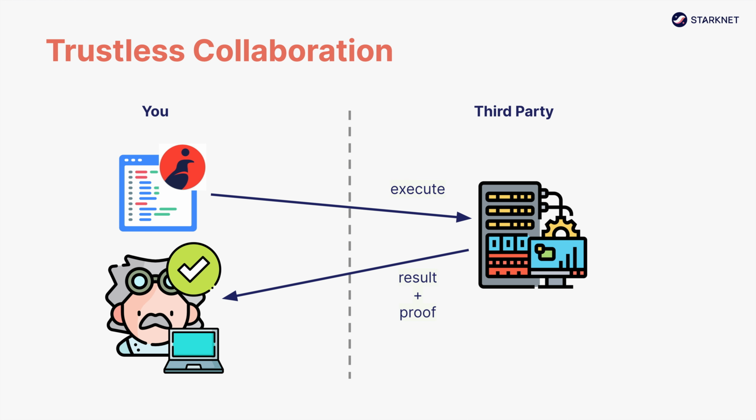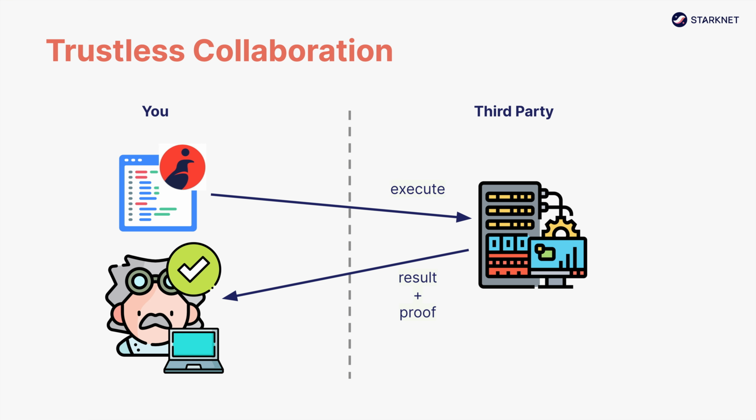A simple example of trustless collaboration enabled by Cairo is to delegate the execution of a Cairo program to a third party that you don't trust, but still being able to use the result of their computation thanks to the presence of a validity proof. This is a very high-level overview of a system that doesn't require trust, but how does it actually work?